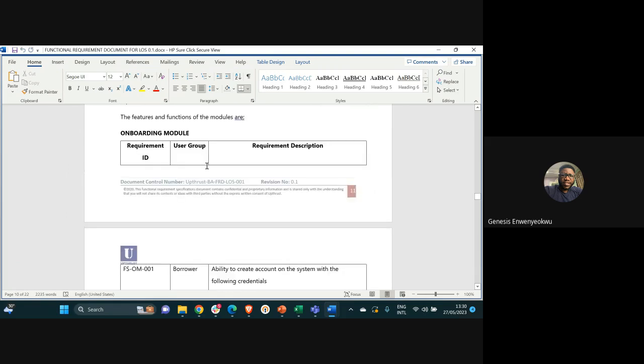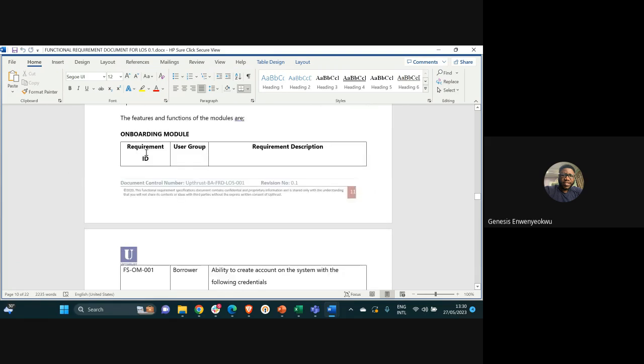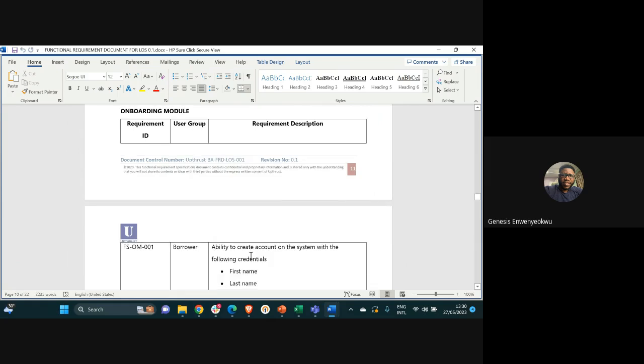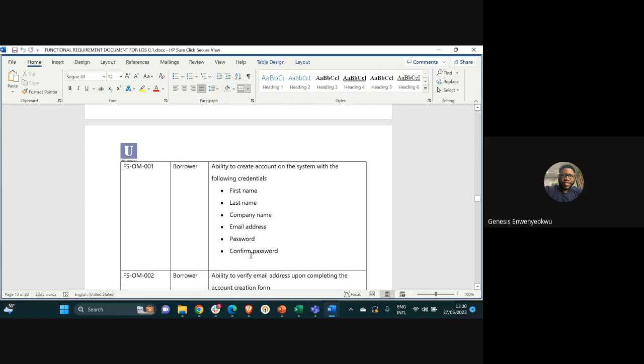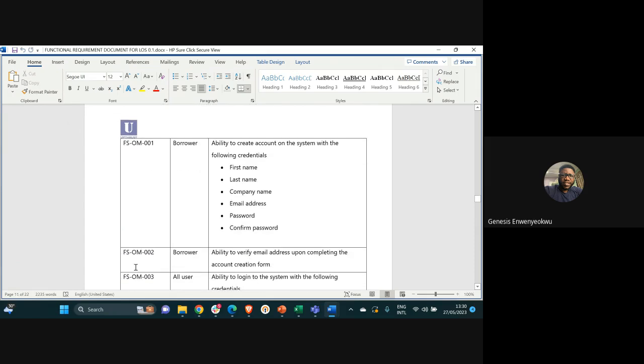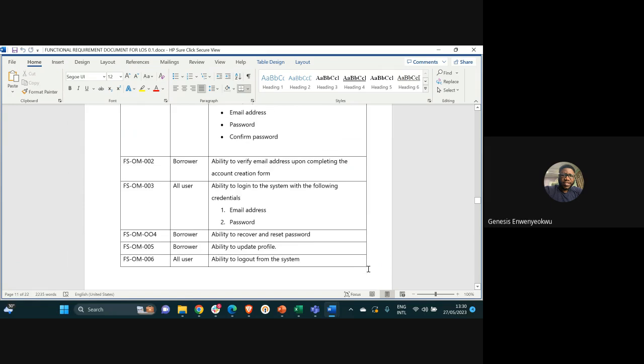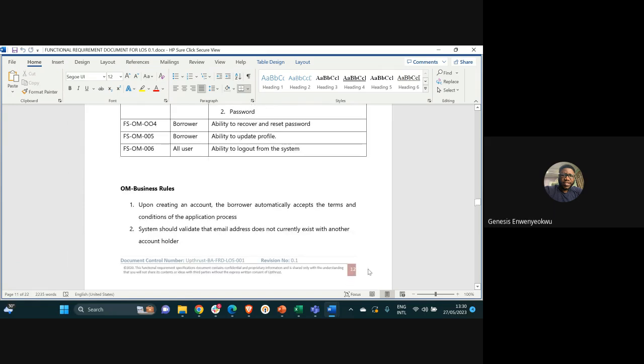So this is the onboarding module, the requirement ID. FS stands for functional specification, OM stands for onboarding module, 001 stands for number 1. The user group is borrower. The requirement description is the ability to create accounts on the system with the following credentials. So you list it out. Then you go to the next one, FSOM 002, you state the requirements. FSOM 003, you state all of the requirements that are involved, especially for the onboarding module.